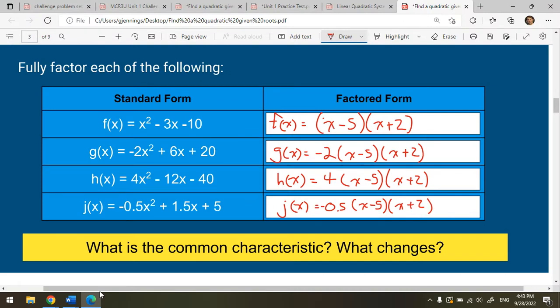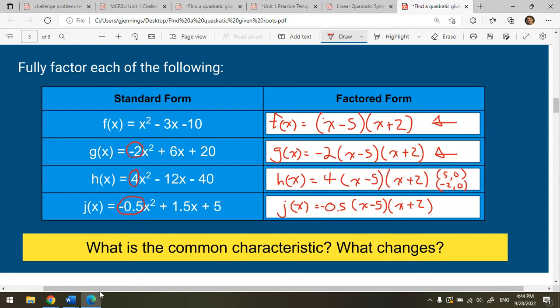As you can see, once you have them fully factored and you take out these a values, all those other values are equivalent besides these a values. And that gives you quadratics that all share the same roots. In each case, (5, 0) and (negative 2, 0) are going to be the roots of these quadratics.